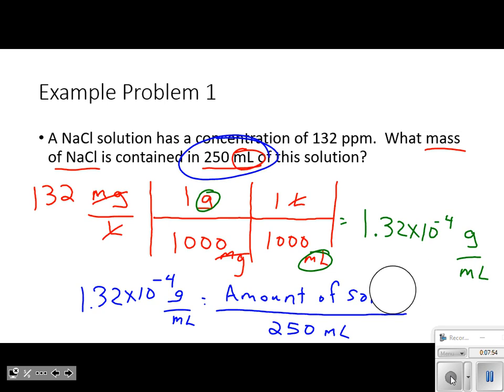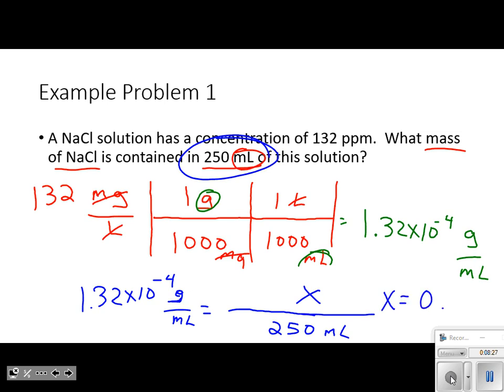So if this right here is X, can I solve that? Absolutely. When I solve that, I'm going to multiply 250 by the 1.32 times 10 to the negative 4th. So when I solve that, I got X. X is equal to 0.033, and that's going to be grams NaCl. How did I do that?